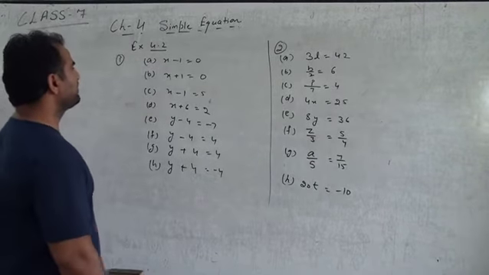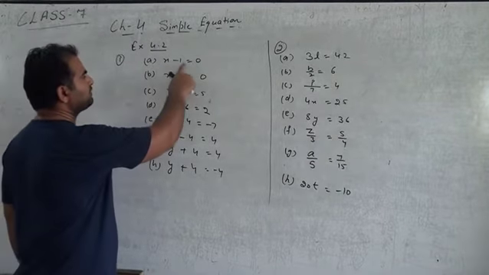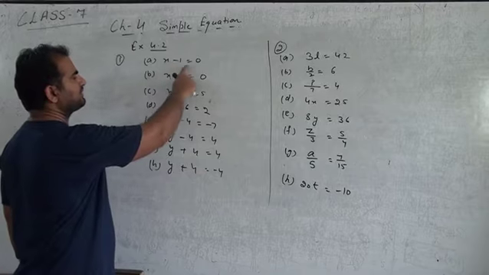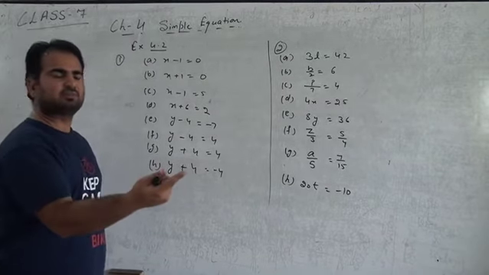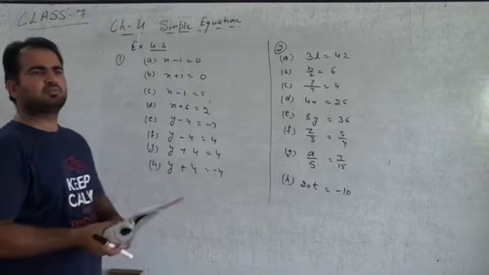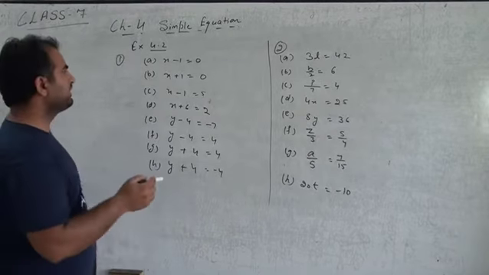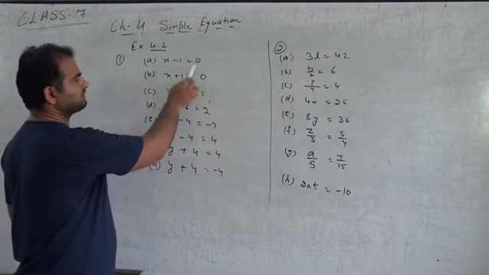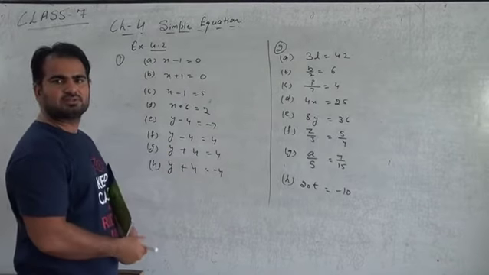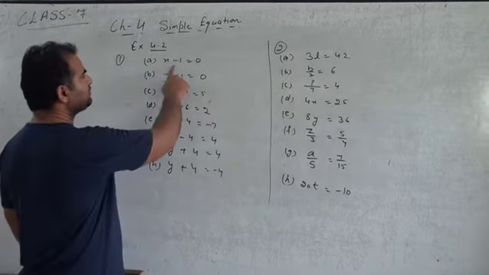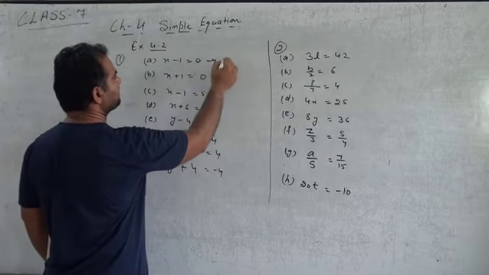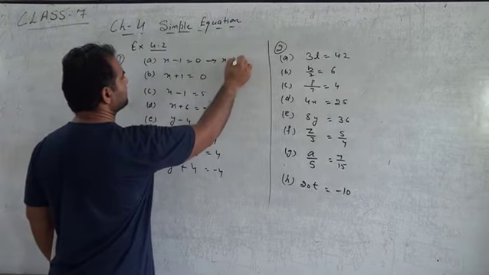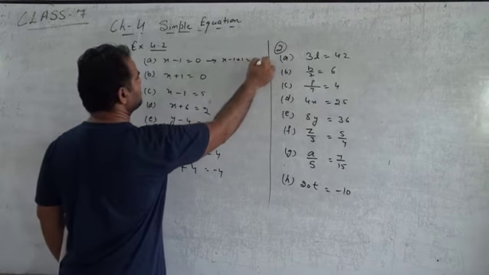Okay, what should be done in x minus 1 equals to 0 so that we can get the answer in only one step? So what we can do is we can add 1 to both sides. So the next step will be x minus 1 plus 1 equals to 0 plus 1.